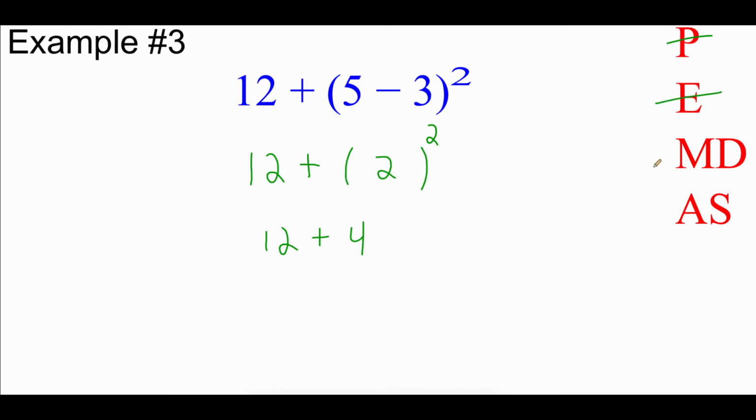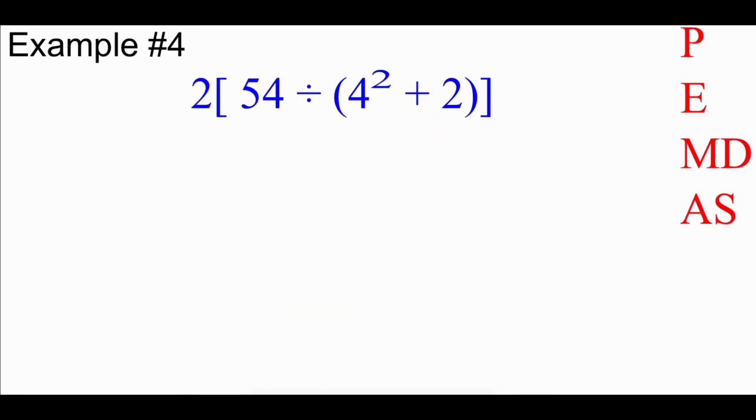So exponents are gone. We look for multiplication and division, but this one doesn't have any, so we're allowed to just skip over that level and move down to the addition or subtraction. We've got 12 plus 4 happening, so that should give us 16 as our final answer.